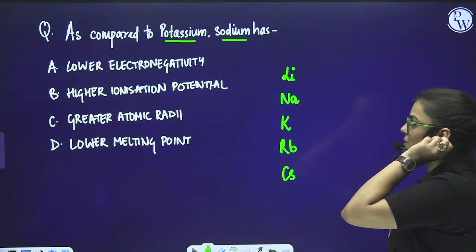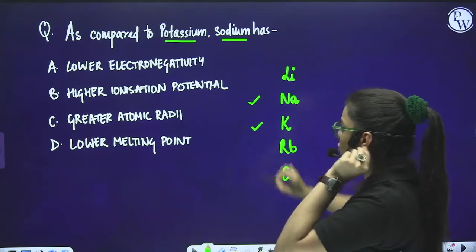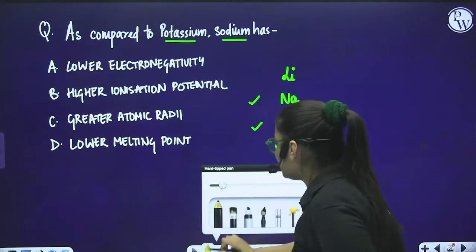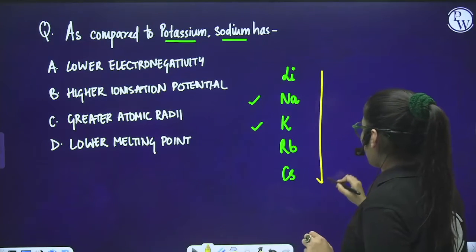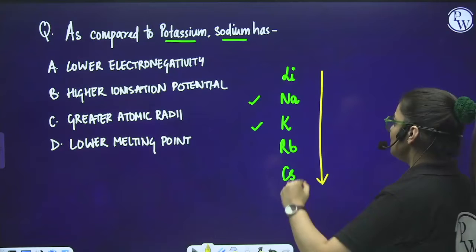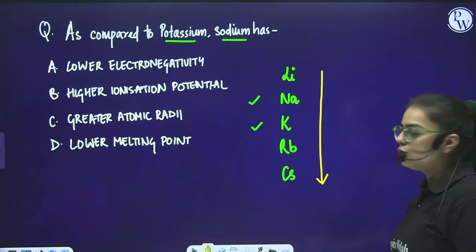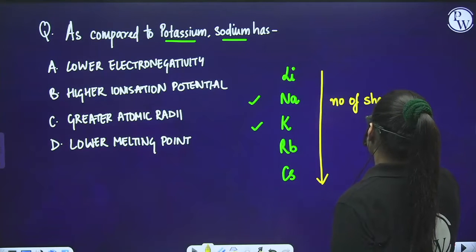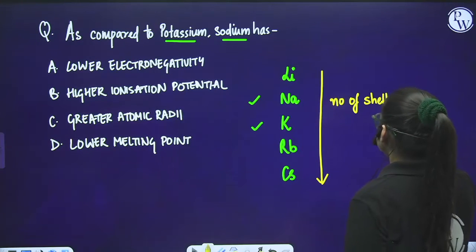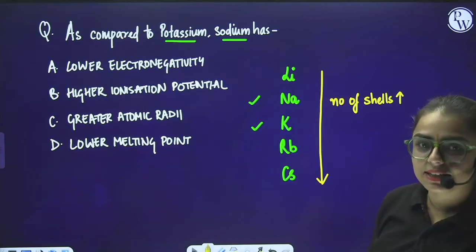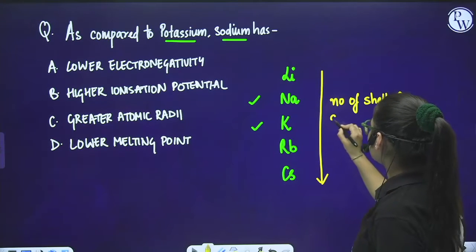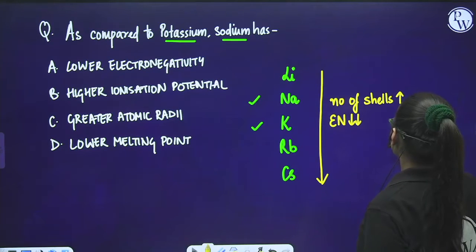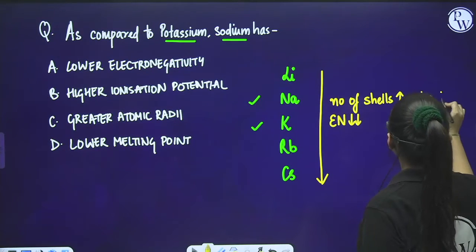Now coming to potassium and sodium, that means we have to talk about both of these elements over here, right? Sodium and potassium. Now let's talk about first of all the electronegativity trend. See what is going to happen. When you're moving from top to bottom, that means from lithium towards cesium, what do you observe? That the number of shells increases. If the number of shells is increasing, what happens to electronegativity, ma'am? It is going to decrease. Why? Because if the number of shells is increasing, size is going to increase.